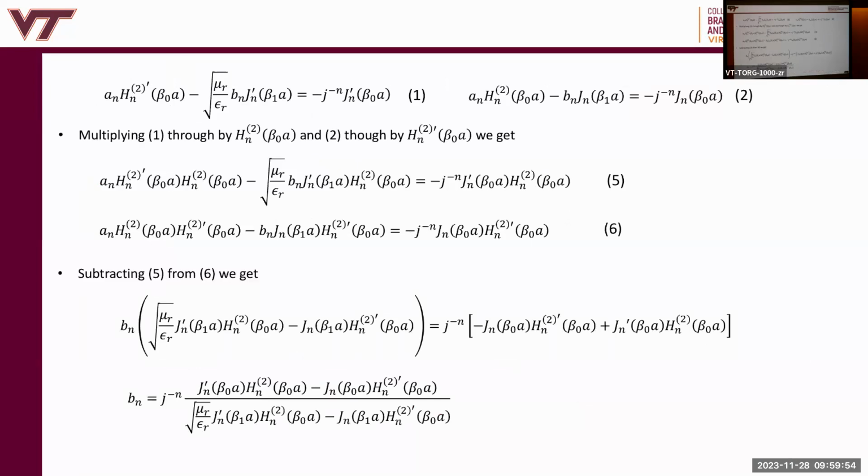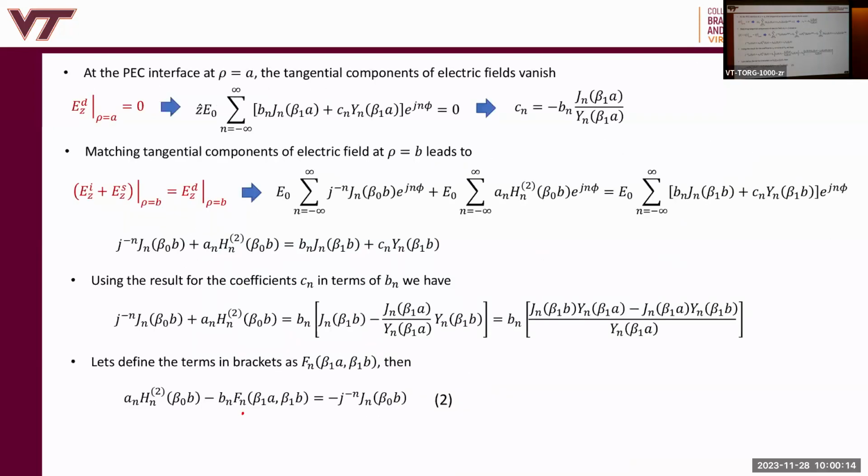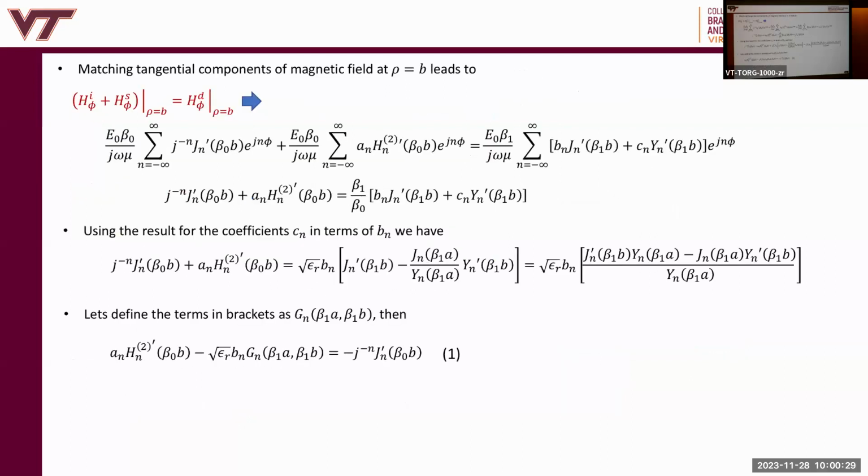So we have Fn. Remember, let me show you. Here's our equation 1 and 2. We have An Hn of beta not a, minus Bn times something. In this case, it was Jn. But in the new problem, we're calling it Fn, and that is equal to minus j to the minus n, Jn. So remember that. We go here. We have the same exact equation, An Hn, minus Bn times what was Jn, but now we're calling it Fn, where Fn is all of this. This is Fn, equal to minus j to the minus n, Jn of beta not b. So we do have the exact same equation.